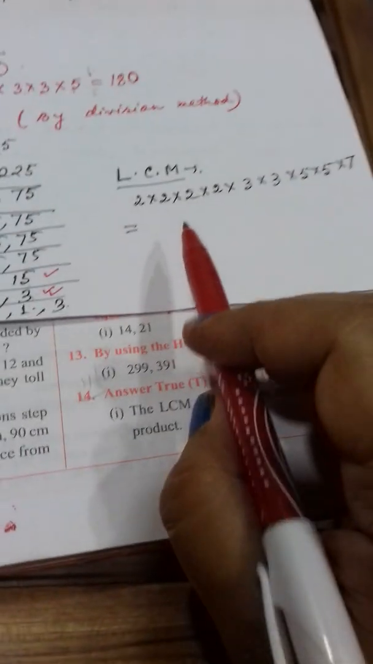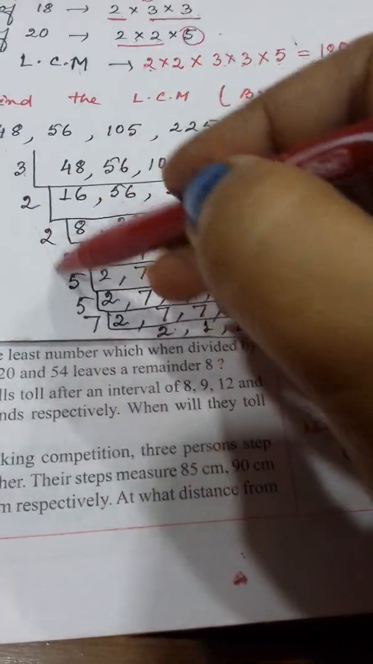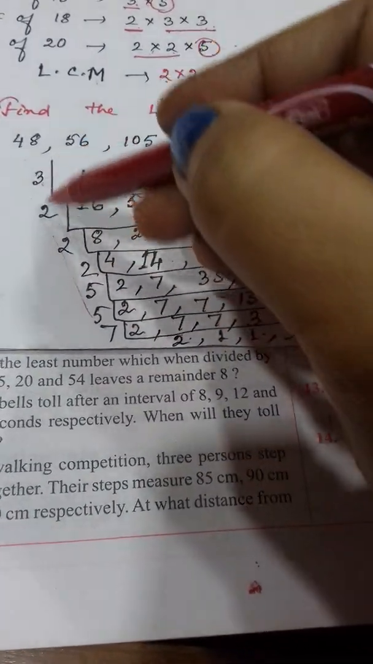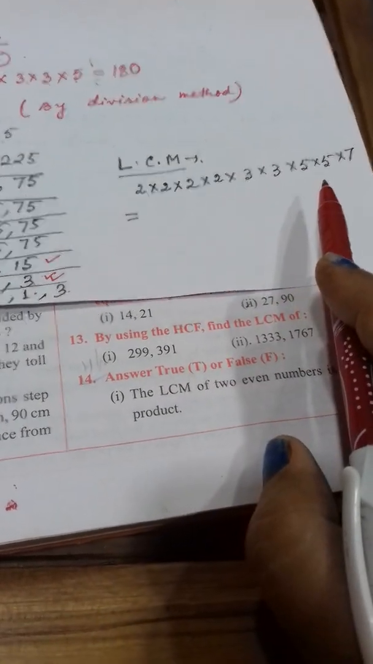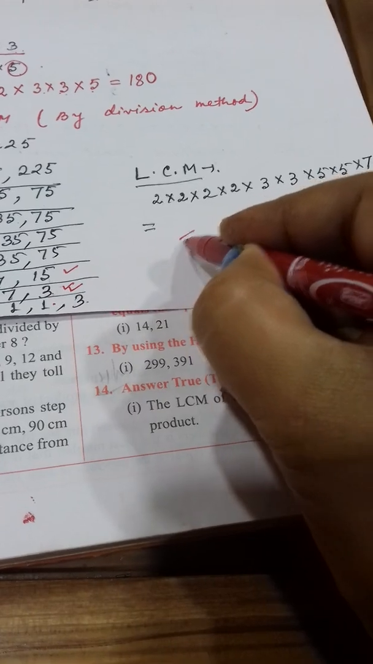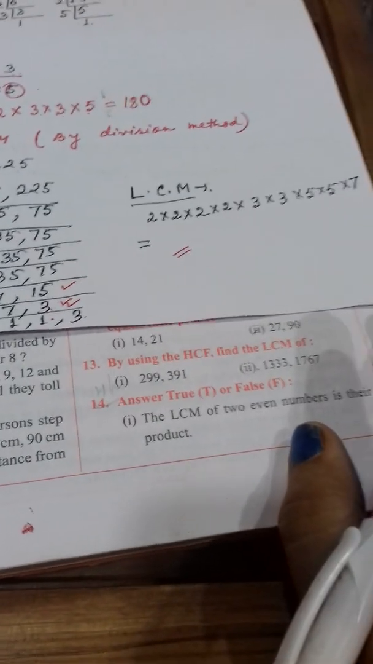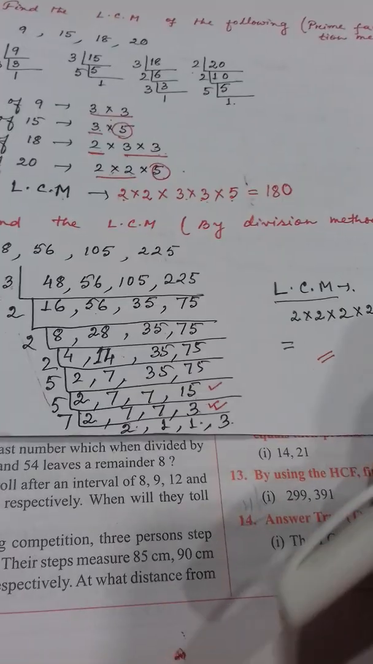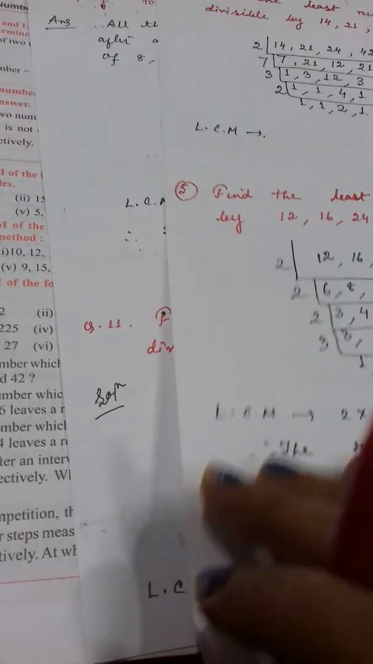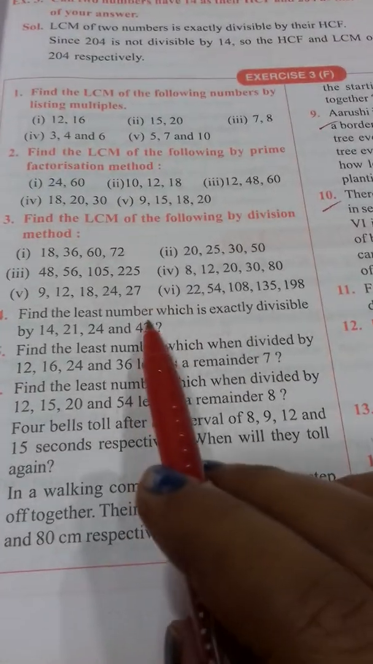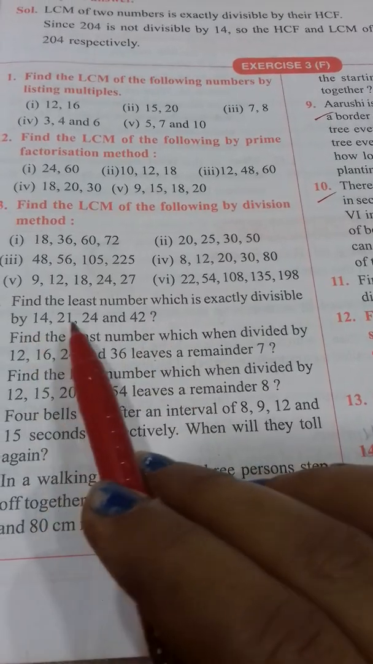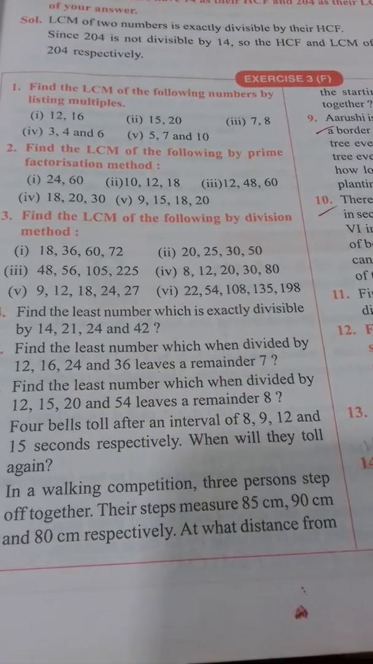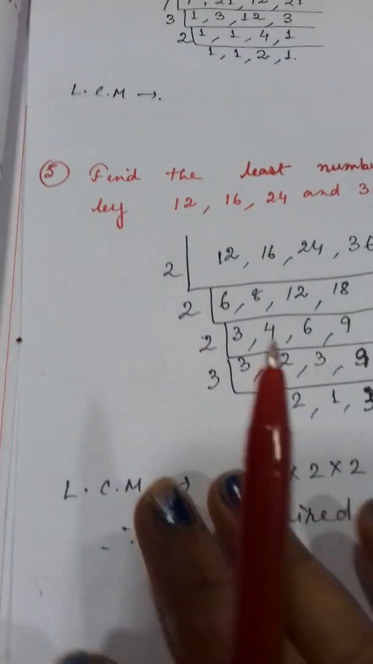Understood? So next, you write down all these divisors in ascending order. After writing all the divisors in ascending order, you will multiply. That will be the LCM. Clear? Now question number 4 is there in your book. Find the least number which is exactly divisible by 14, 21, 24 and 42. Least number means what? LCM.